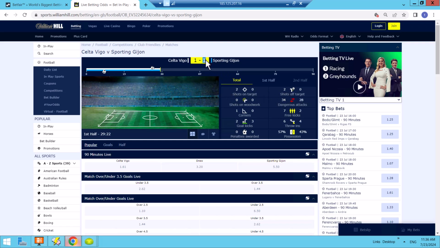Sporting Gijón haven't had a shot on or off target, suggesting they've had a penalty perhaps. No, they haven't. No penalty awarded. I like this shots on woodwork stat because if, let's say, for example, it's 1-0 to Celta Vigo and Sporting Gijón have had 4 shots off on the woodwork, the inference is that they are mighty close. Corners is vitally important as well. Dangerous attacks is a good gauge, but this is all the stats you need for in-play trading and betting.